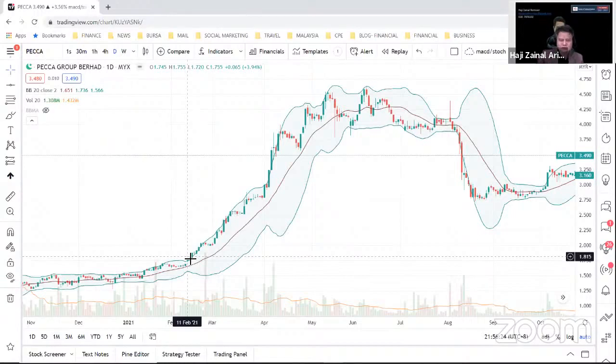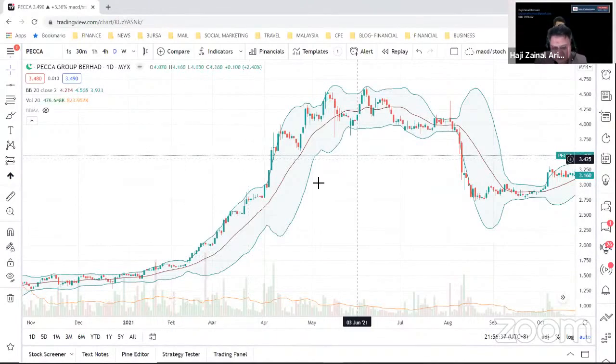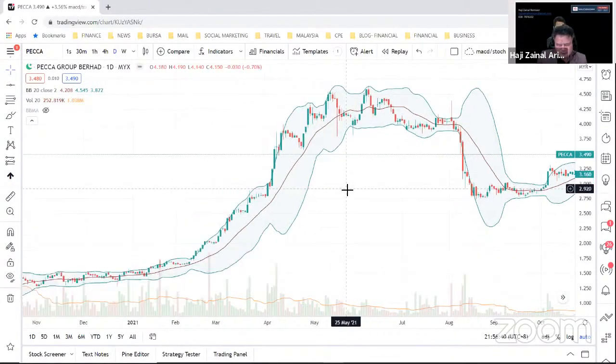What is your exit rules? One, of course, is your stop loss, or you can use your stop loss also as an exit rule, which means that, for example, like this way.